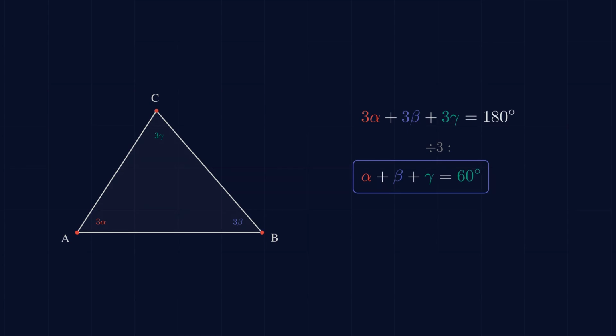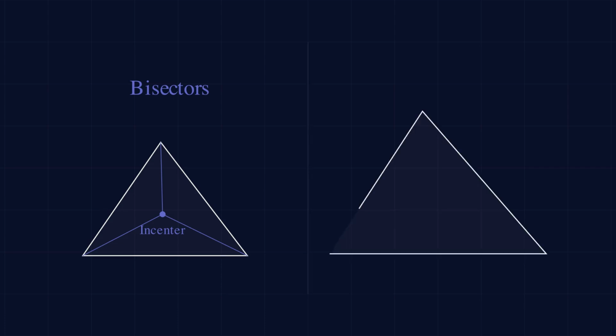You already know angle bisectors from geometry class. They split an angle into two equal parts, and all three bisectors meet at a single point, the incenter. Trisectors split each angle into three equal parts instead, but unlike bisectors, the 6 trisector lines don't all meet at one point. Instead, adjacent pairs meet at 3 different points, and those 3 points form our mystery triangle.